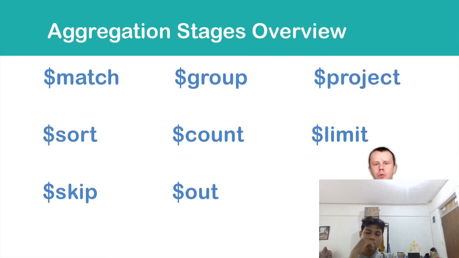Let's make a quick overview of some stage operators that are used in the aggregation framework. Match is used to filter documents by a certain query. Group groups documents by certain criteria. Project filters fields in the documents. Sort sorts objects. Count counts the number of objects or documents. Limit limits the number of documents. Skip skips a certain amount of documents. Out writes the result of the aggregation into another collection.